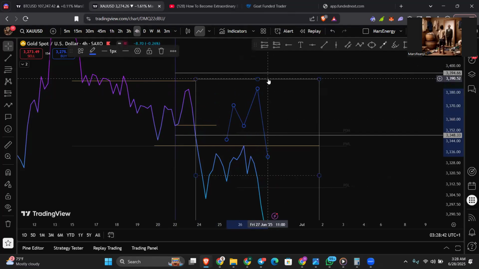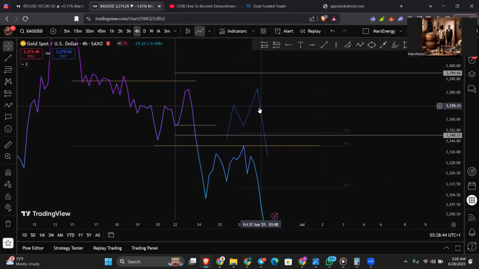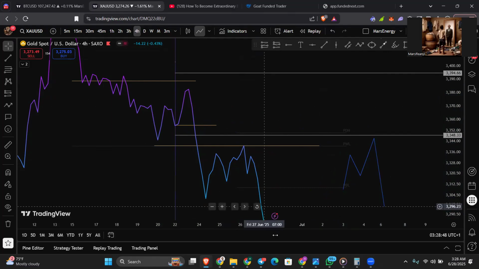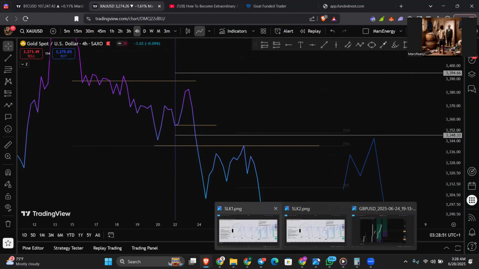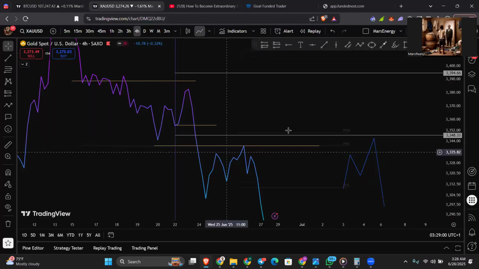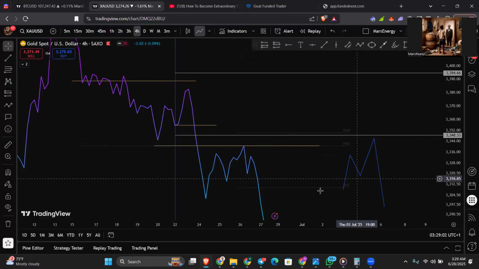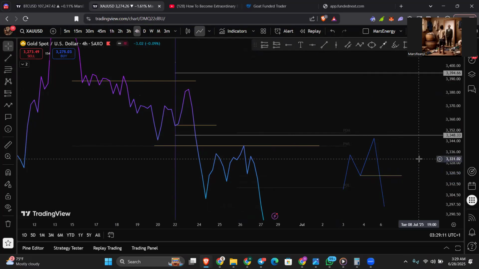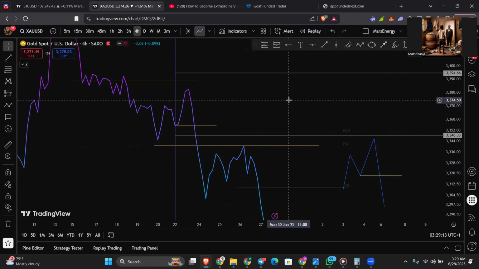Now if you look at what we have here and go back to what we have in this template, you are going to see that price gave us this. So that means Monday gave us a sweep and breakout, which gives us full intel that, oh boy, just be looking for sales on Tuesday. So on Tuesday I was just interested in the sales, right?